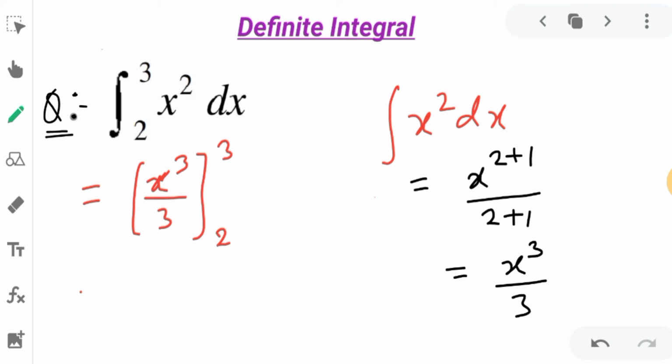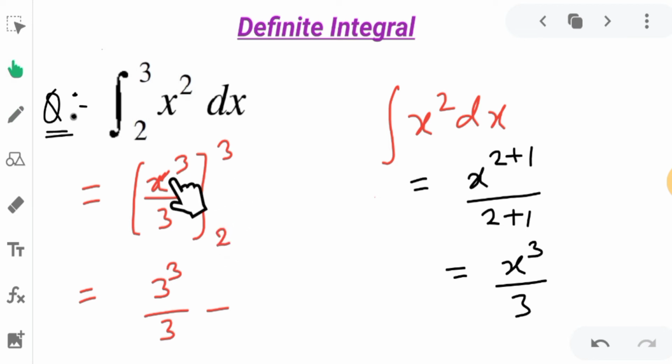So here the definite integral comes. First I will put the upper limit. Upper limit is 3. You can follow the virtual finger: this is the upper limit and this is the lower limit. So first I will put the upper limit, x value as 3, in this result. So 3 cube upon 3, minus, then I will put the lower limit.